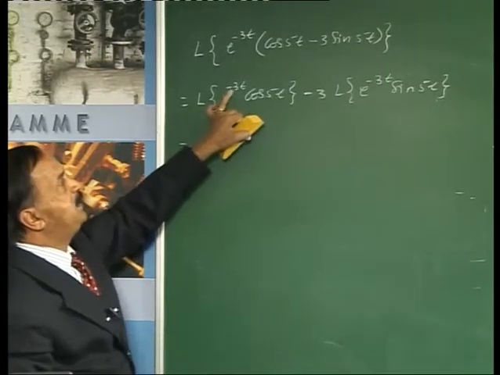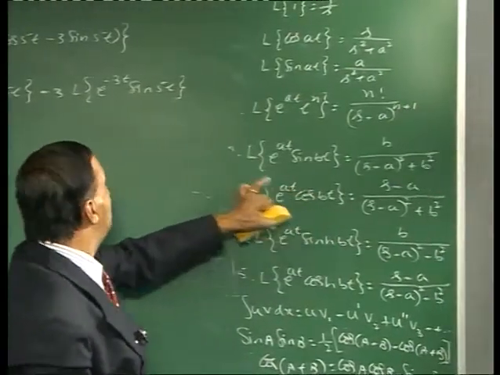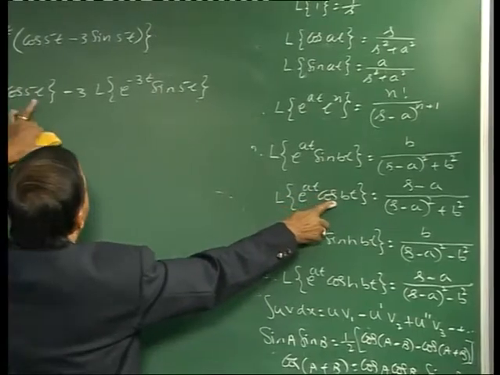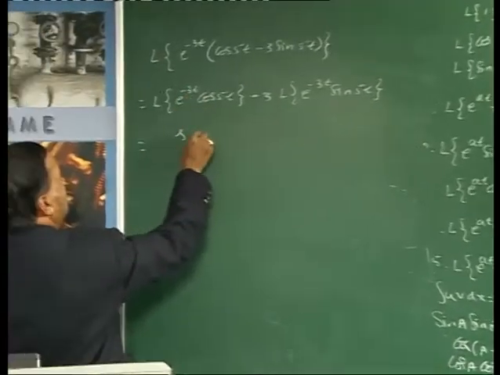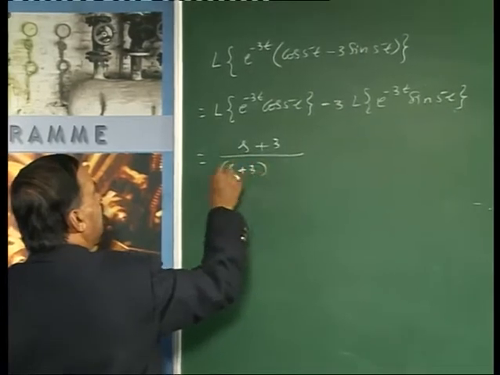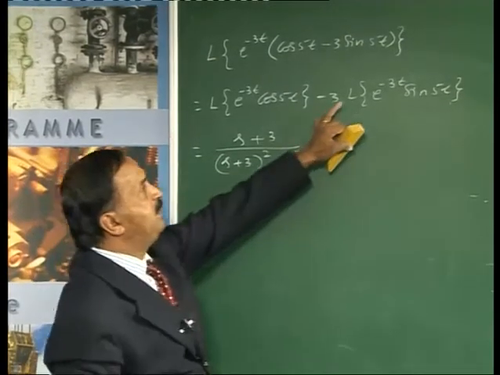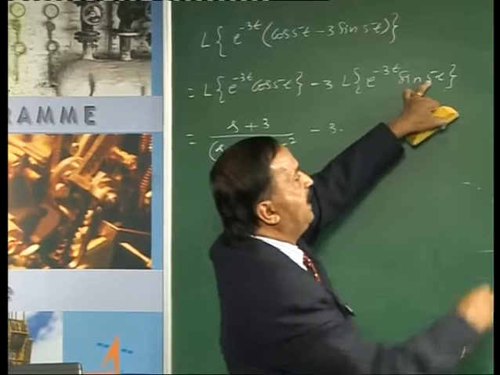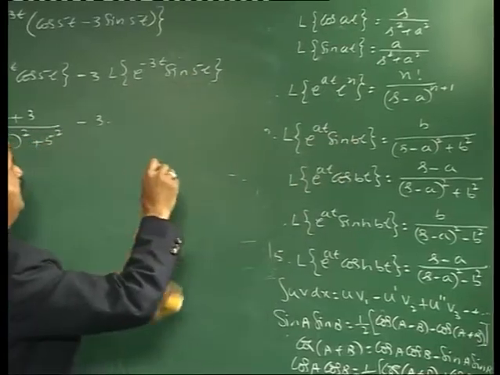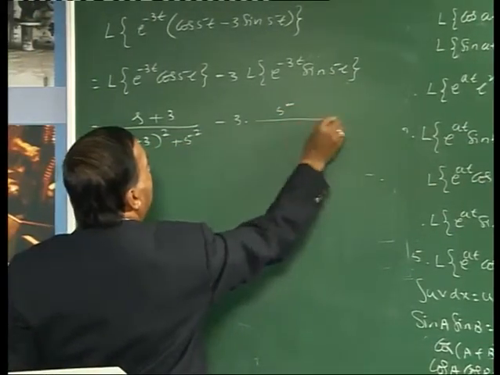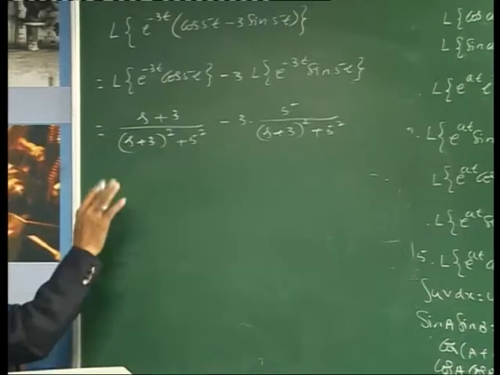Clearly, it is of the form L of e to the power of at into cos bt form. Use this formula here, L of e to the power of at cos bt. Put a is equal to minus 3, b is equal to 5, you will get the answer. That means here s minus a, that means s plus 3 divided by s plus 3 whole square plus b square, means 5 square, minus 3 into, it is of the form L of e to the power of at into sin bt. Again use the same formula, put a is equal to minus 3, b is equal to 5. You will get the answer. That means here b, so 5 divided by s plus 3 whole square plus 5 square. This is the answer.